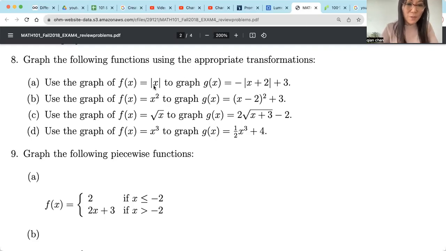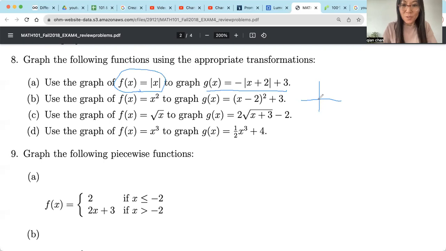So, graph the transformation of absolute value functions. f of x equals the absolute value of x. We're treating this function as a basic function, a reference graph, and we use it to graph g. Remember, the graph of f looks like a V shape.